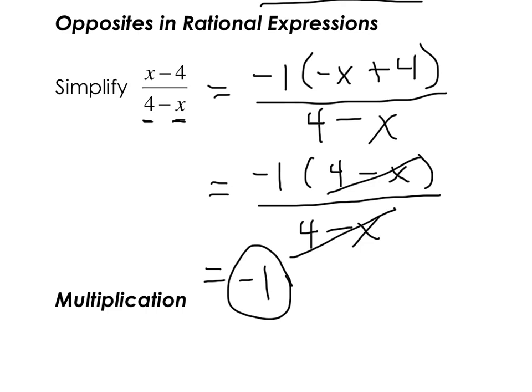Now look at the original problem here. When you have an original problem where you have a factor of x minus 4 and 4 minus x, or where one is the opposite of the other, you can cancel them and get a minus 1.